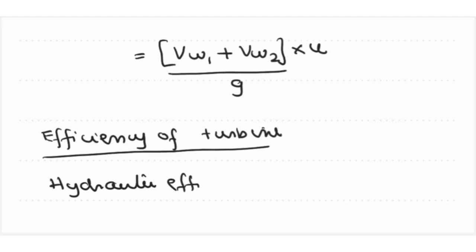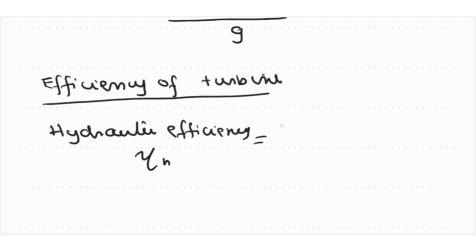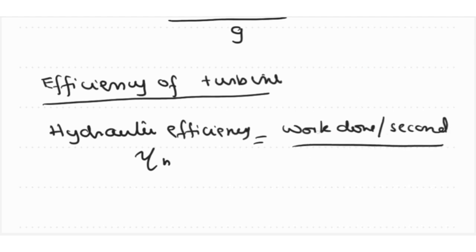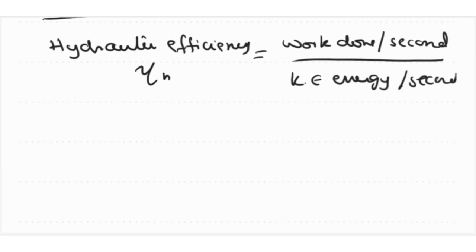Hydraulic efficiency, denoted by eta H, is equal to output divided by input. Output is work done per second, divided by input, which is kinetic energy per second. So, work done per second.